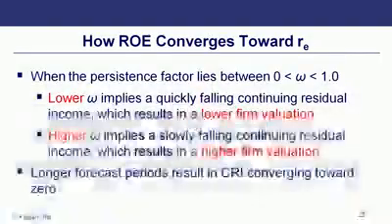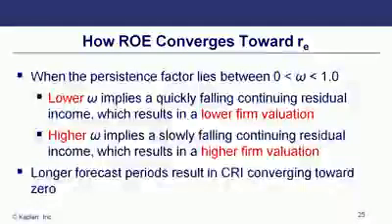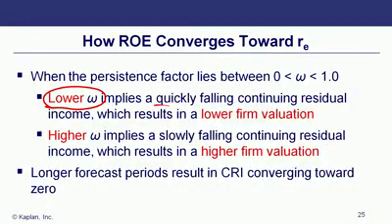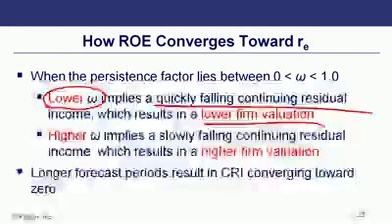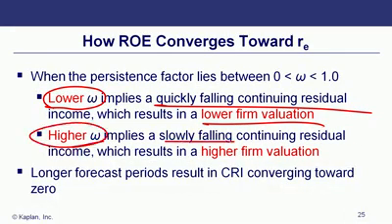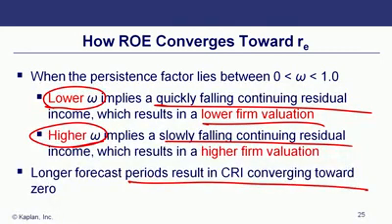So how does ROE converge, basically approach the required rate of return on equity? When the persistence factor lies between 0 and 1, a lower persistence factor implies continuing residual income is quickly falling, which results in what? A lower firm valuation. Think about this as that additional return consistently falling. Now, if you have a higher persistence, it implies a slower falling continuing residual income, which results in a higher firm valuation. Longer forecast periods result in continuing residual income converging to 0.